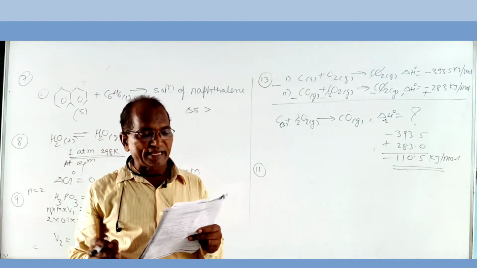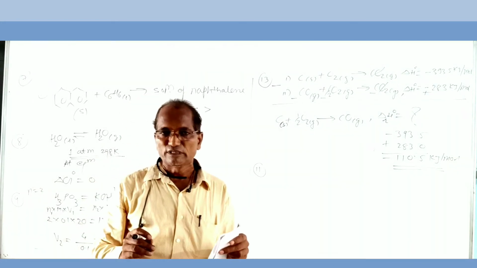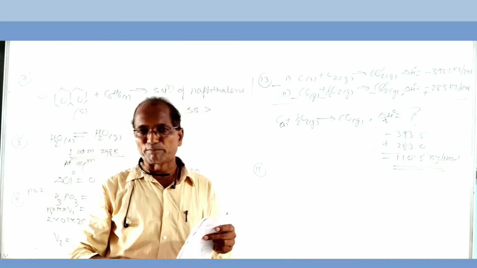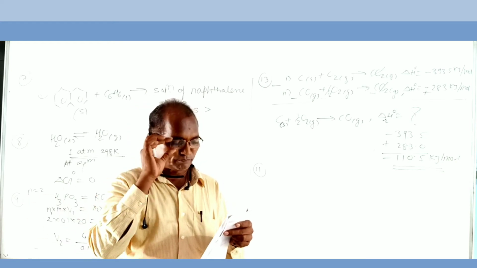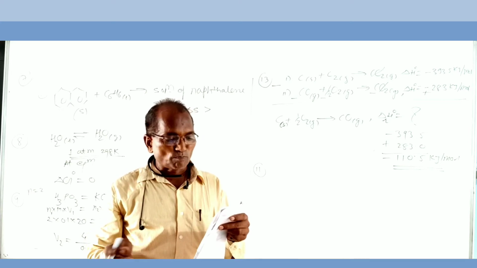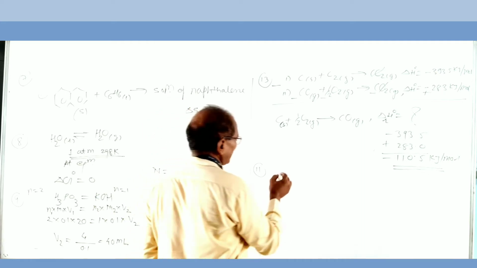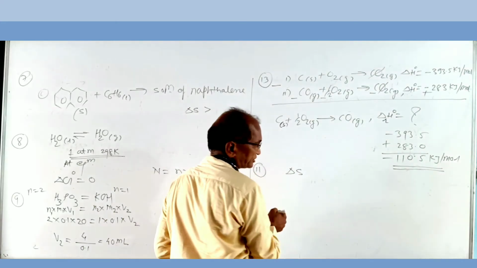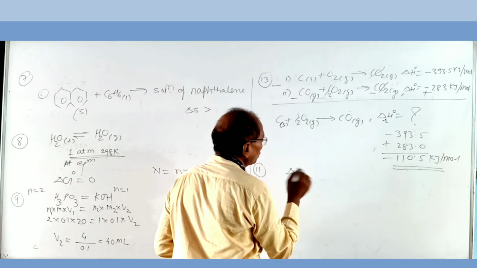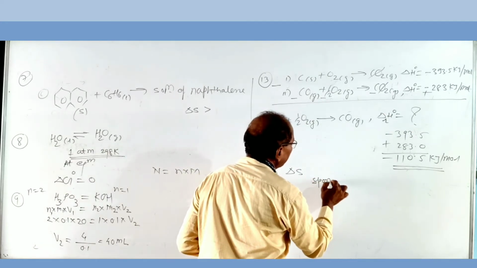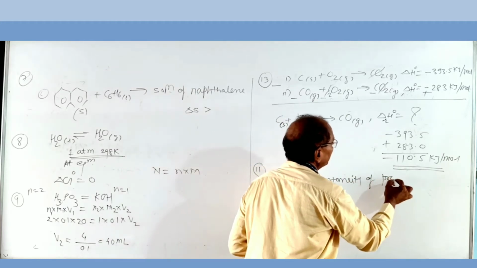Considering entropy as a thermodynamic parameter, that is a thermodynamic function, a state function, which depends upon the initial and final state, not upon the path followed by the system. The criteria for the spontaneity of any process, here we have to consider the delta S. What is the criteria for the delta S to decide the spontaneity of the process?